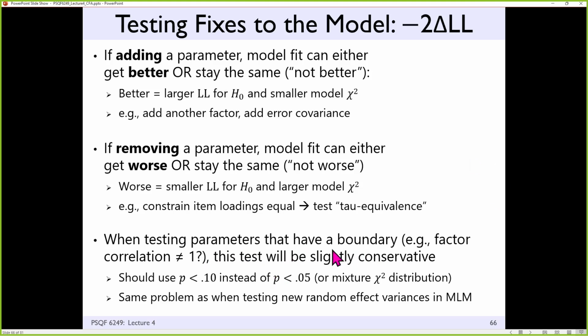As an aside, there are a few cases in which you should use what's known as a mixture chi-square distribution for these tests rather than a standard chi-square. The one that you will come across in this class is testing that factor correlation against 1. Because a correlation can't go above 1, if 1 is your null hypothesis, then you can cut your p-value in half. So that would be a critical value of 2.71 for the difference in chi-square relative to 3.84. A very small difference. It's one of those things that people note, but in practice, I just don't care. I have too many things to care about, and that's not going to be one of them.